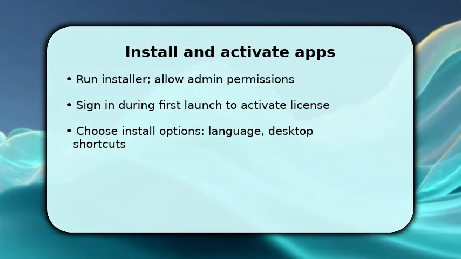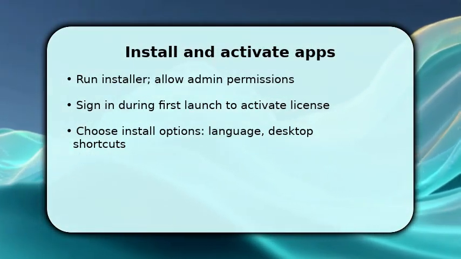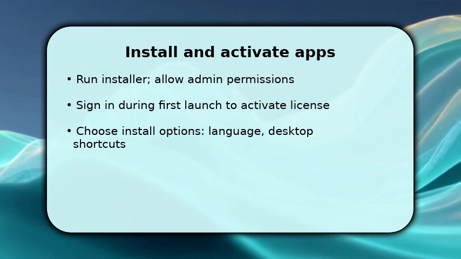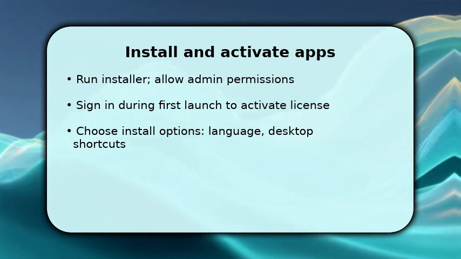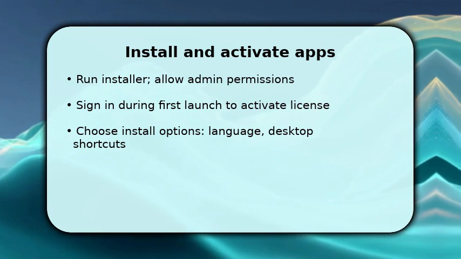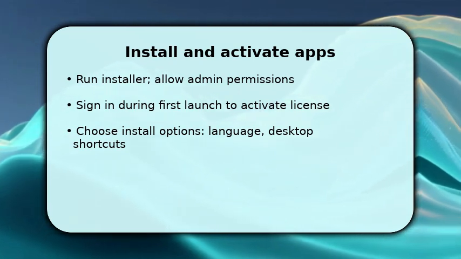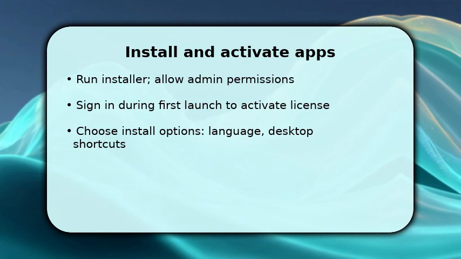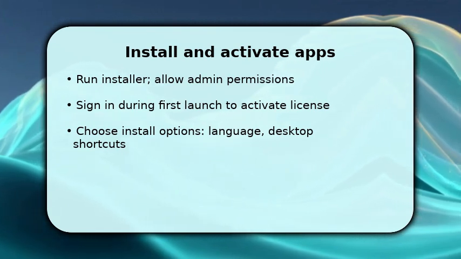Run the downloaded installer and grant admin permissions when prompted. That ensures all components install correctly. During the first launch of Word or Excel, sign in with the same account you used to buy or subscribe. That activates the product and syncs OneDrive.